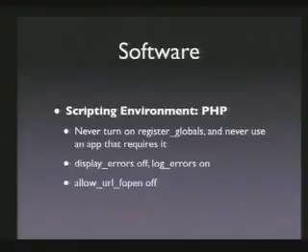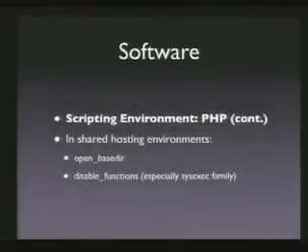Display errors should be off. Log errors should be on. Typically, by default, PHP displays its error messages in the browser. If you leave that on, that means that you can expose information about your environment, things like directories, how your file structure is set up and things like that. You turn on logging, and that logs out to a file. You turn off allow URL fopen.